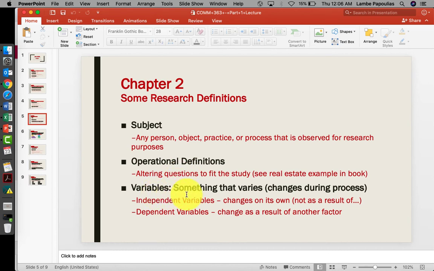Then you have variables, something that varies, such as changes during process. You have independent variables and dependent variables. So independent variables, they change on their own. It's not a result of something changing. This is just something that can change on its own. Then you have dependent variables. This is change as a result of another factor.